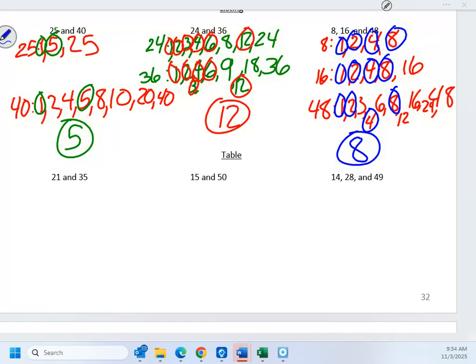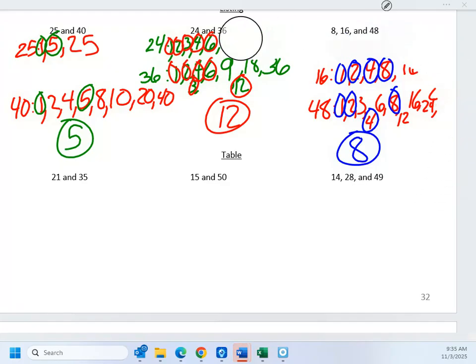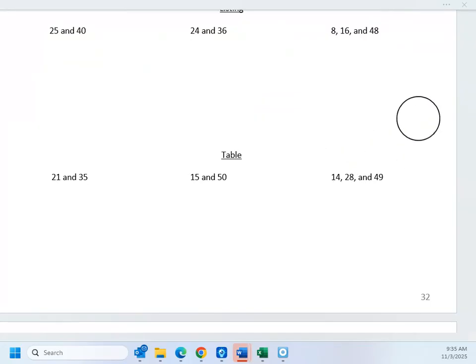This is a fine method to use as long as we make sure we have every single factor pair listed. Okay? So use it if you know you're going to get every factor pair. Our next one is the table method.